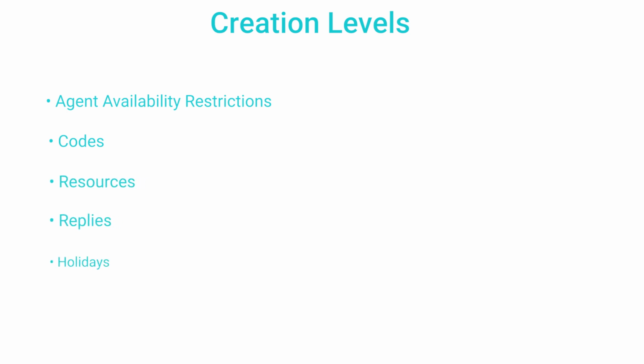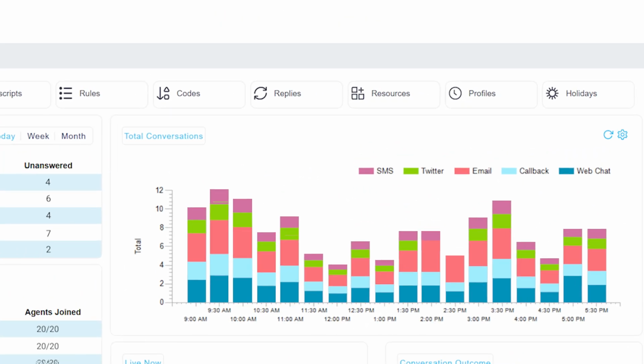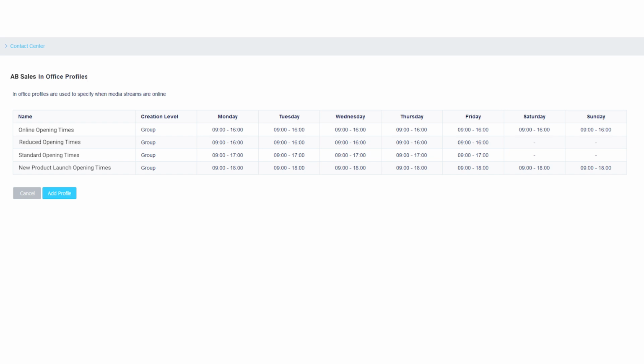Examples of resources and functions that are influenced by creation level include agent availability restrictions, codes, resources, replies, holidays, in-office profiles, blocked contacts, and groups. However, not all of these functions are available across all levels. For example, in-office profiles, located by navigating to the profiles icon on the main dashboard, can only be created at the group level.